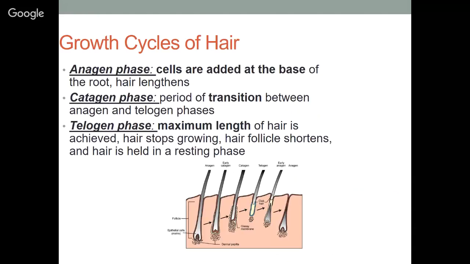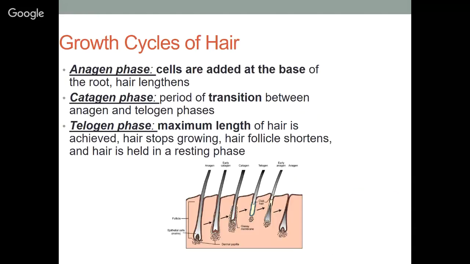The growth cycles of hair. We have three phases. Anagen is when cells are added at the base of the root and the hair lengthens. So anagen means the hair is getting longer. The catagen phase is a period of transition between anagen and telogen. So that's easy, that's right in between. The telogen phase is when the maximum length of hair is achieved. The hair stops growing, the hair follicle shortens, and the hair is held in a resting phase. And then it's going to fall out.